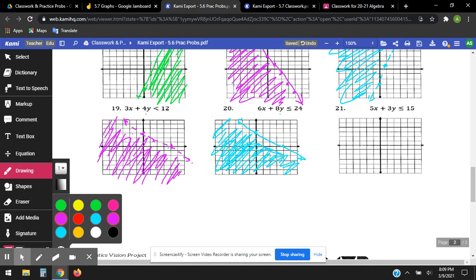Okay. And the last one. If our x is 0, y has to be 5. If our y is 0, then x has to be 3. And it isn't dotted, so we can have a solid line here. And it shows y is less than or equal to.